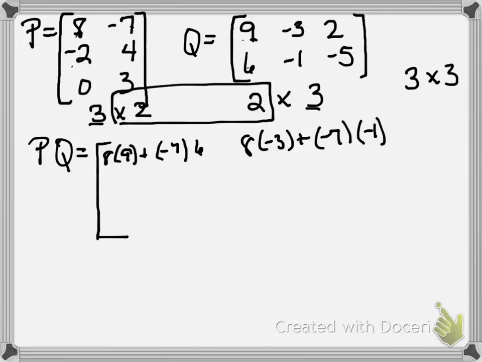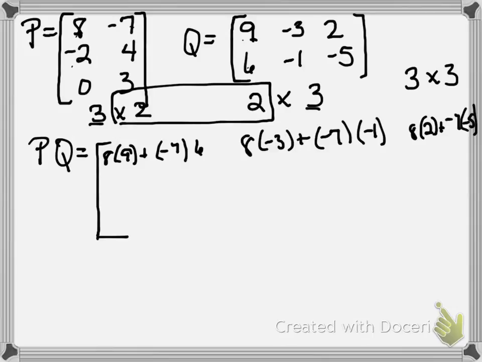Now I'm still in the first row, so I still do the first row, but this time it's times the third column. So I have 8 times 2 plus -7 times -5. I don't know if I'll have enough room to write this. Yeah, there we go, barely.